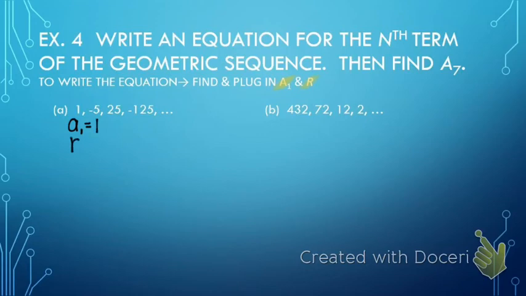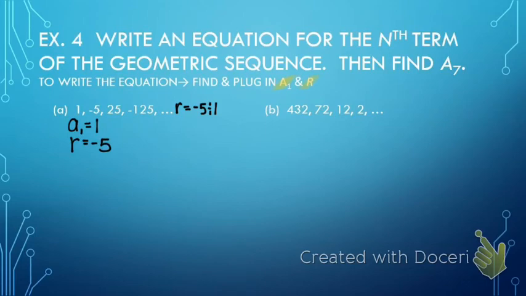Then we're going to find and identify the common ratio. So we'll do the work over to the side, and then we'll transfer our answer. Riley, how do we find the common ratio? Take negative 5, and we're going to divide it by 1. So what does that make the common ratio? Negative 5.